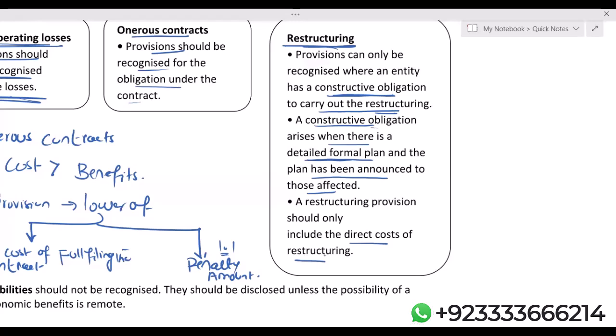Another point is, again, very important. You will only be recognizing a provision for the restructuring when there's a detailed formal plan plus announcement to those who will be affected. As I mentioned, employees, obviously, those employees, they will be affected. You have to inform them. Customers and suppliers. And just let me tell you one thing. It is not necessary that you always have to inform all the employees who will be affected by restructuring.